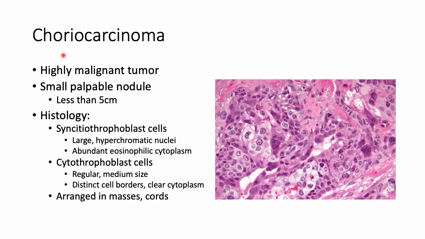This is choriocarcinoma. Even though it is in the testis, choriocarcinoma is one of the common tumors that can occur in the testis. This is a highly malignant tumor, presenting as a small palpable nodule, less than 5 cm. Histologically, it consists of syncytial trophoblast cells, which have large hyperchromatic nuclei and abundant eosinophilic cytoplasm, and also cytotrophoblast cells with regular medium-sized distinct cell borders and clear cytoplasm arranged in mesh nests.